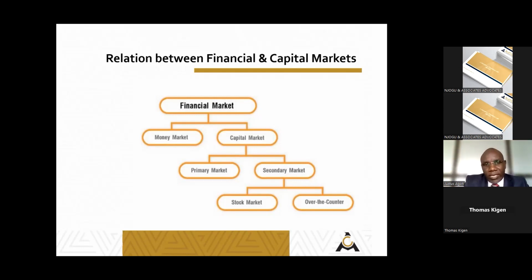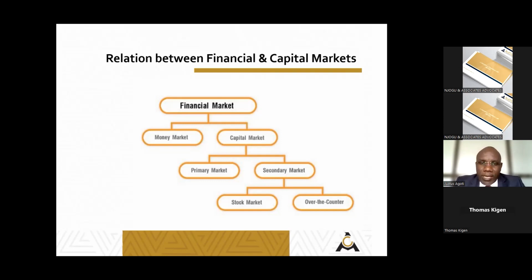Now, let's leave aside money market for a while because we said this is the banking sector. And the banking sector has its own regulator, which is the Central Bank of Kenya. And across the world, banks have their own regulator, usually a central bank or an equivalent institution that oversees operations within the banking sector or within the money markets. Then we have the capital market, which is our focus area today.